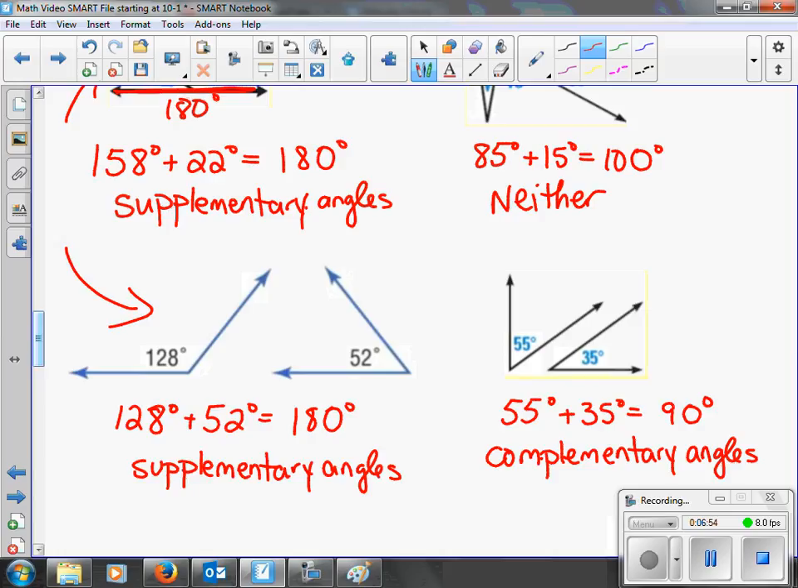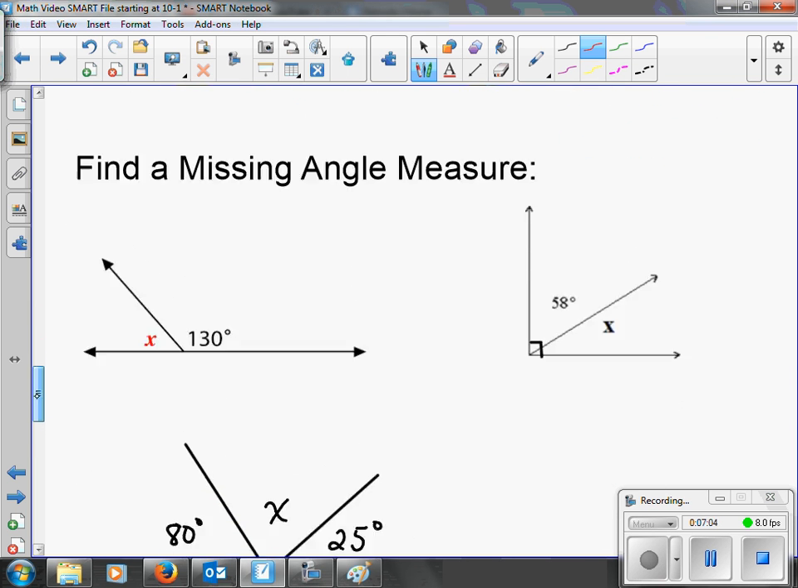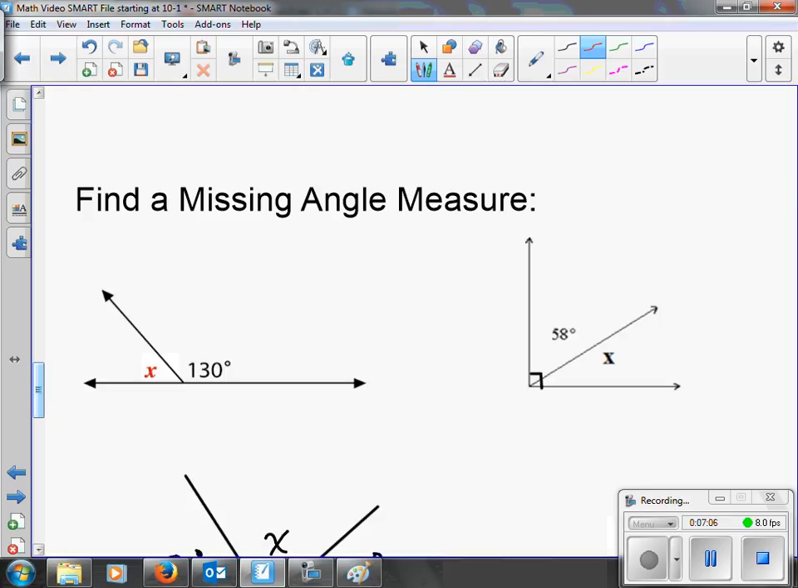Complementary angles. Okay, so yes, you write the problem down, how we figured it out, and you label them because we're identifying the pair of angles. Now let's say I give you problems like I have here, and I'm trying to find a missing angle, a missing measurement. The first problem here, yes, you're writing it down. You have one angle that's 130 degrees. So how do I figure out what x would be? How do I tackle that?